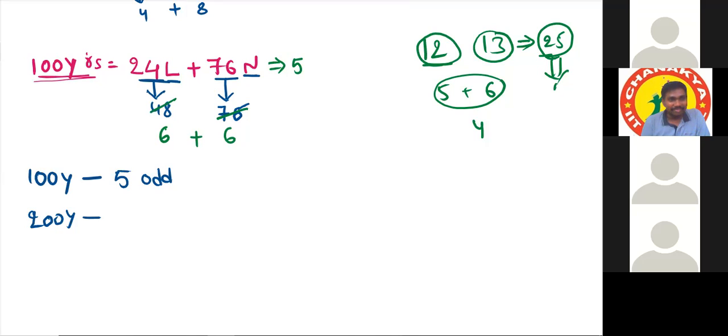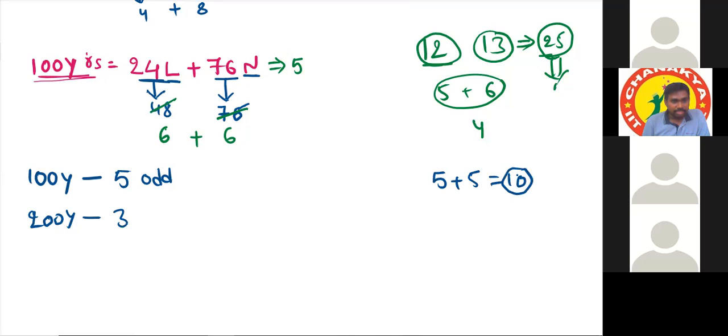How did you get that 3? Sir, 100 years consists of 5 odd days, and another 100 years also consists of 5. 5 plus 5 is 10. So 10 again we have to bring below 7, correct? Yes, sir. 10 minus 7 is 3. So the answer is 3 odd days.